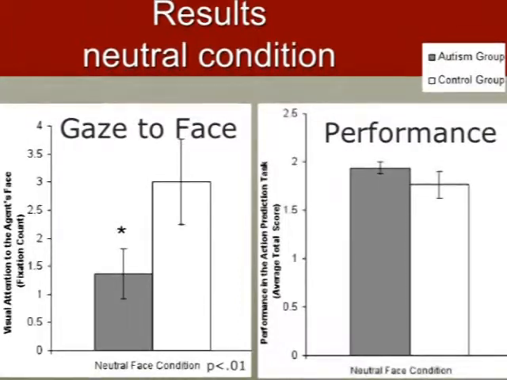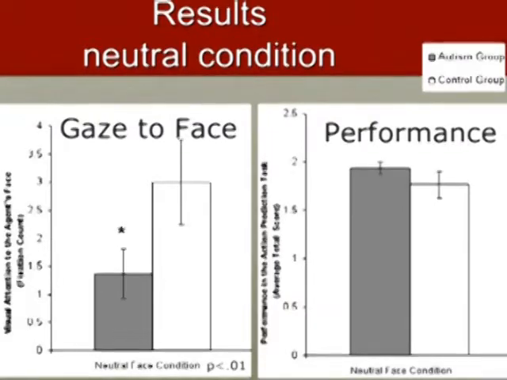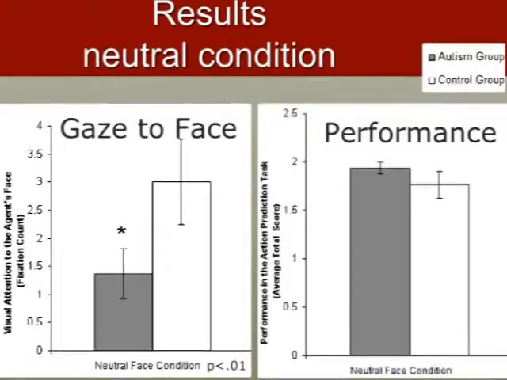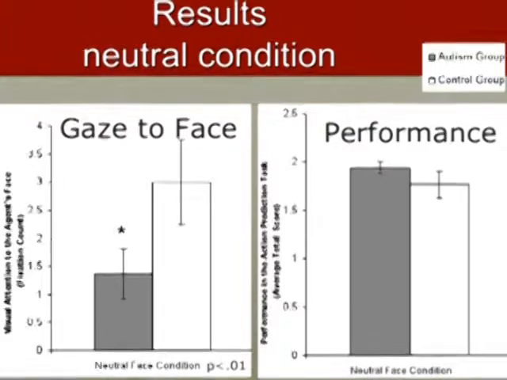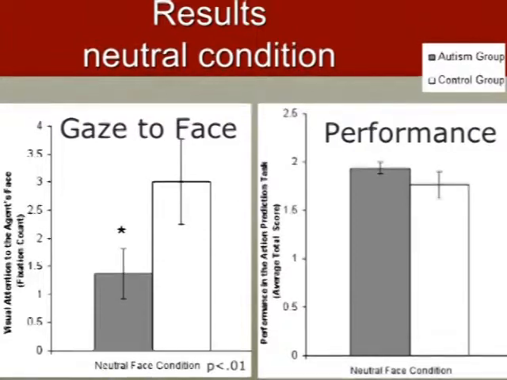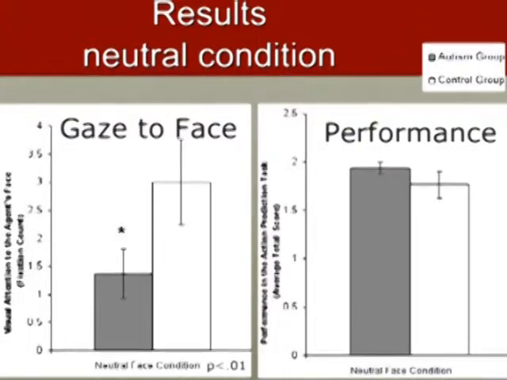In this condition, when the action speaks for itself or when the objects speak for themselves, you don't need that extra information. It's interesting that typically developing children will look at the face anyway, even if it's not necessary there. Now, this is the second condition, the head turning condition, and this is a child with typical development.